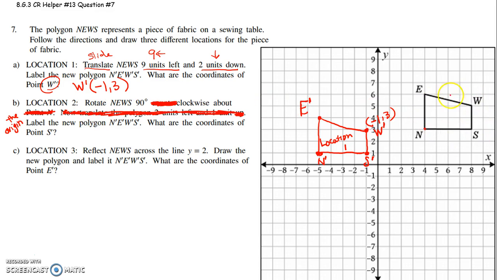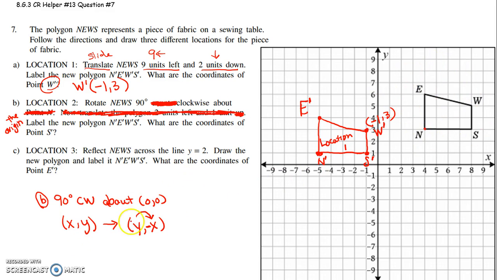Now they want us to go back to the original piece of fabric and rotate it 90 degrees clockwise about the origin. I had to change the writing up here because at first it was too complicated. So for letter B, 90 degrees clockwise about the origin, you can follow the rule: first reverse, so (x, y) becomes (y, x), arrow, change the sign.